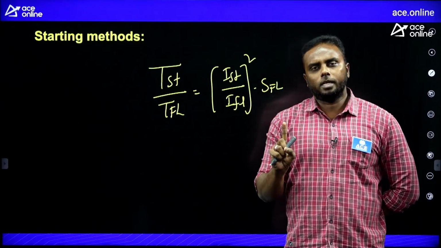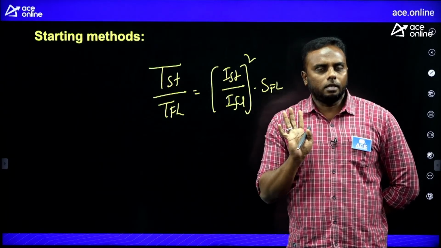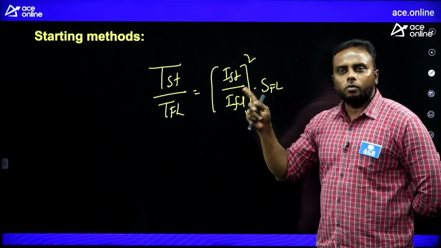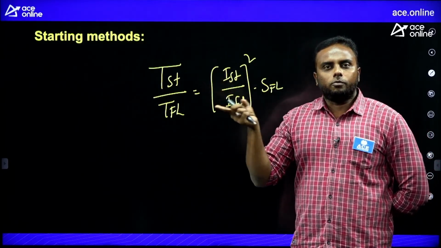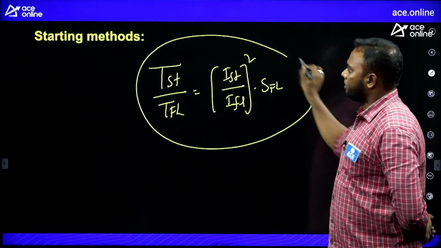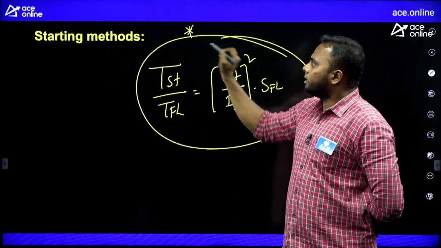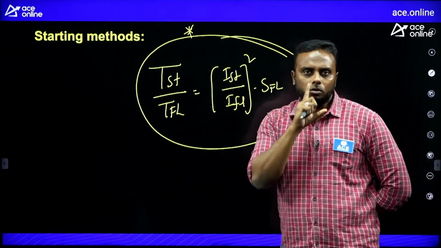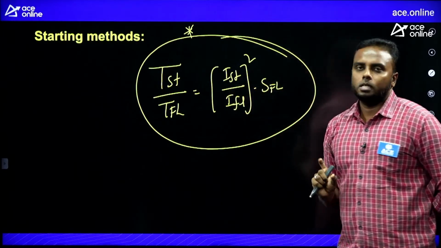So most likely we may get questions from star delta starting and auto transformer starting. In these we have to write the relations: for star delta what is the starting current, and for auto transformer what is the starting current. So you may get questions from the equations. Go through these methods and check what the starting current is in each method. It is slightly different in each.